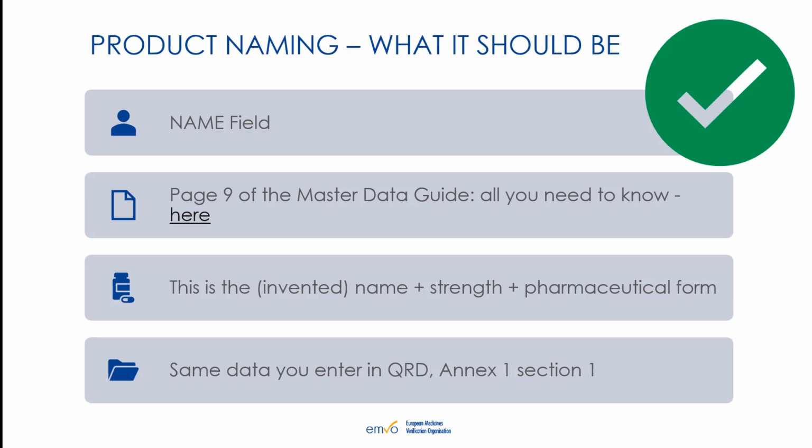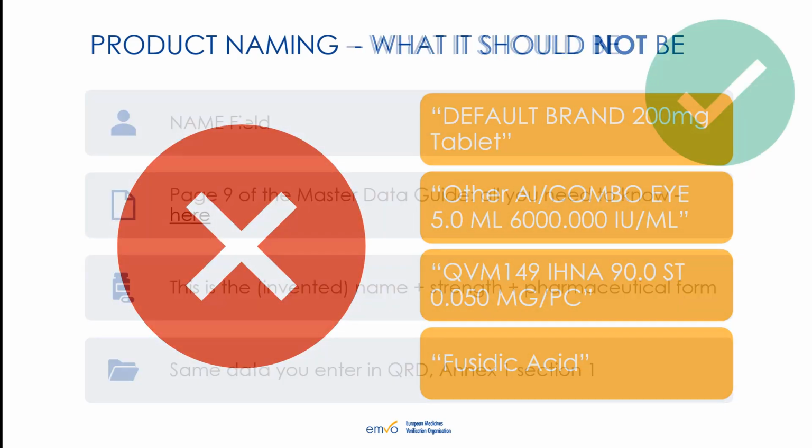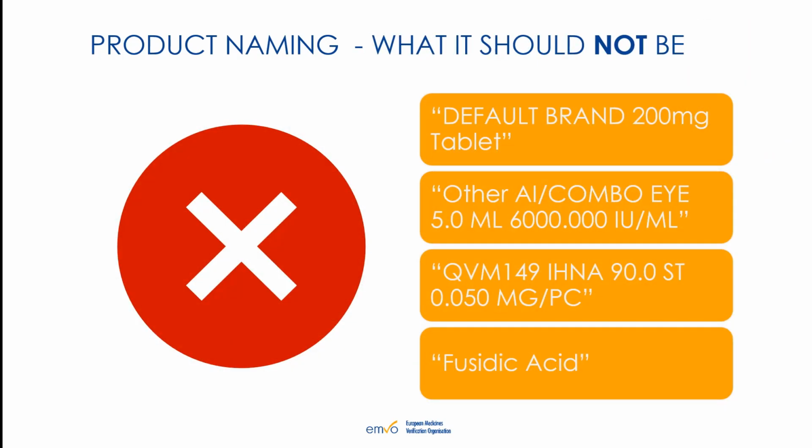Let's start with the name field. As with all of the topics in this presentation, the Master Data Guide has all of the clarifications needed for all master data fields. This particular one should be in the form of the invented name plus the strength plus the pharmaceutical form, and it is exactly the same data as you enter in the QRD template, Annex 1, Section 1. What the product name is not is like the examples shown on here. I'm not sure any of us have been prescribed 200 mg default brand tablets before.